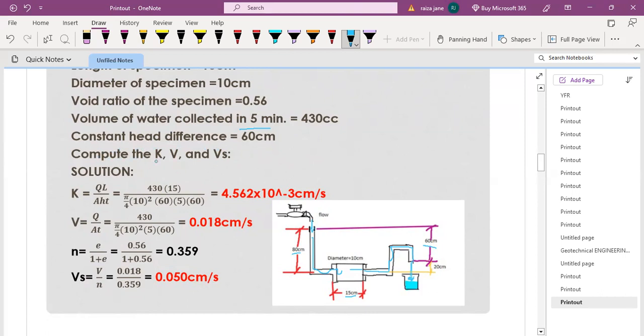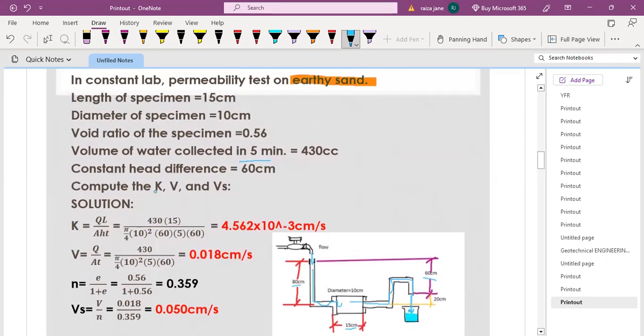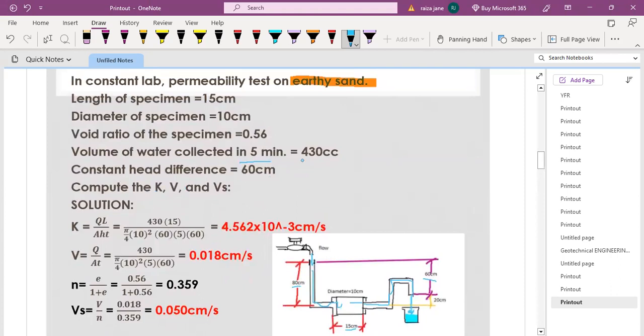So compute the k, which is the coefficient of permeability, v, the discharge velocity, and vs, which stands for seepage velocity. So first in here, we have coefficient of permeability is equal to Q over A times the head loss times time, with L. So substitute the value, we have 430 within 5 minutes.